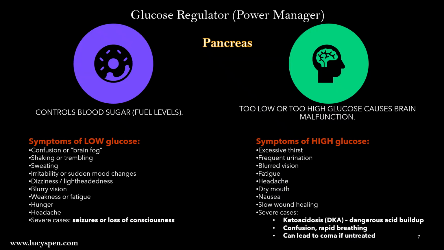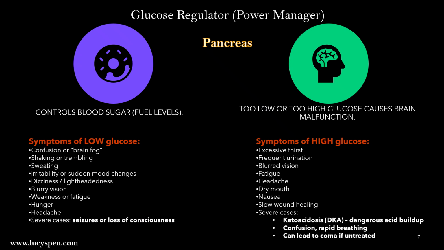Next up is the pancreas, which is the glucose regulator. I consider that to be the power manager. The pancreas controls blood sugar levels, which is our fuel levels. If it gets too low or too high, our brain may malfunction. Symptoms of low glucose are confusion, shaking, trembling, sweating, irritability, or sudden mood changes. In severe cases, you can have a seizure or loss of consciousness.